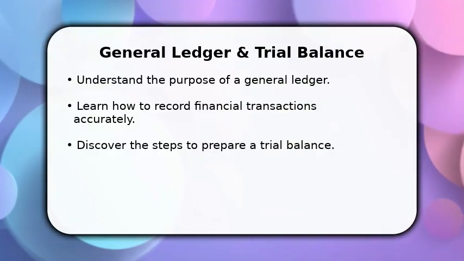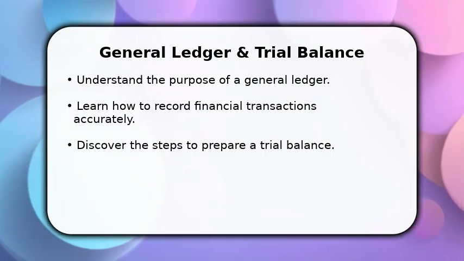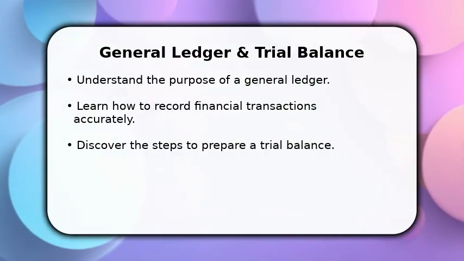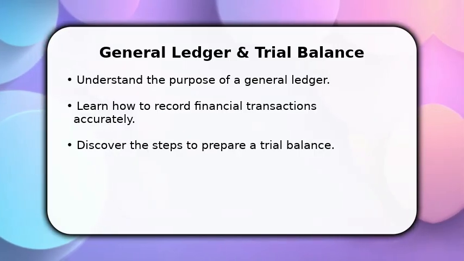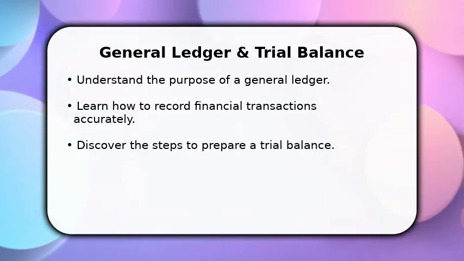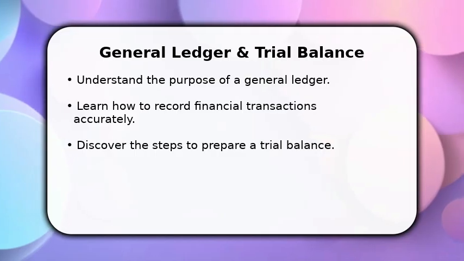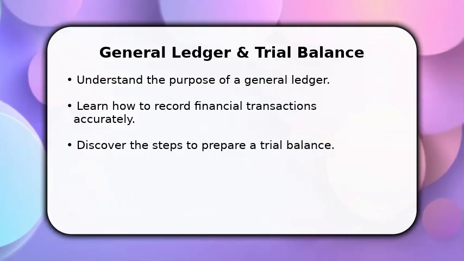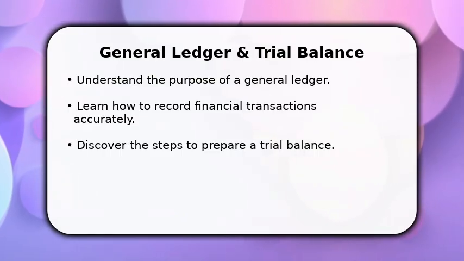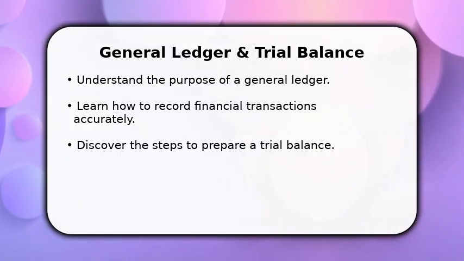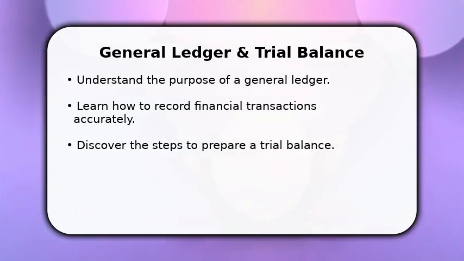In this video, I will explain how to make a general ledger and trial balance. First, let's understand the fundamental purpose of these essential accounting tools. A general ledger provides a complete record of all financial transactions, while a trial balance summarizes these accounts to ensure debits equal credits. We'll walk through each step, making this process clear and manageable for you. Get ready to master these core accounting concepts with ease.